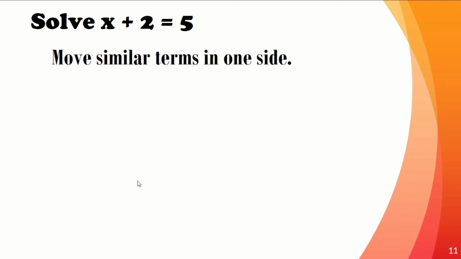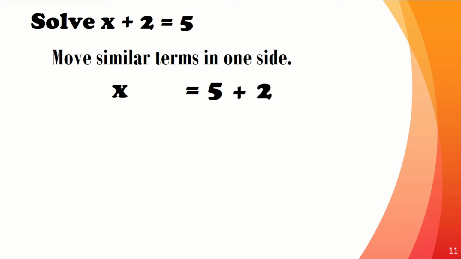X plus 2 equals 5 is an equation. To solve this, you will move similar terms to one side. Alin ba yung similar term dyan? Yung 2, because it is a number. So you will move it to the other side. So napunta doon. Then you will also move the operation.